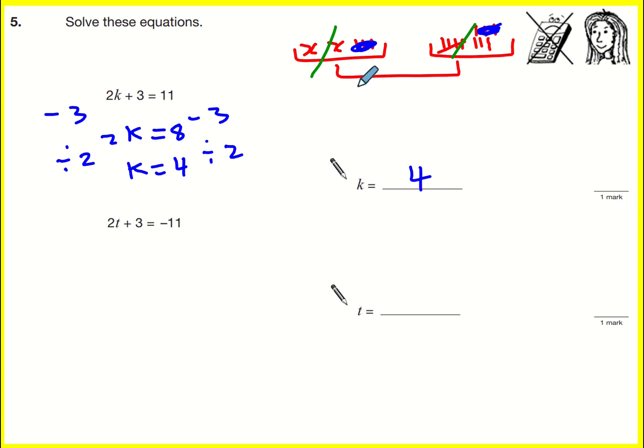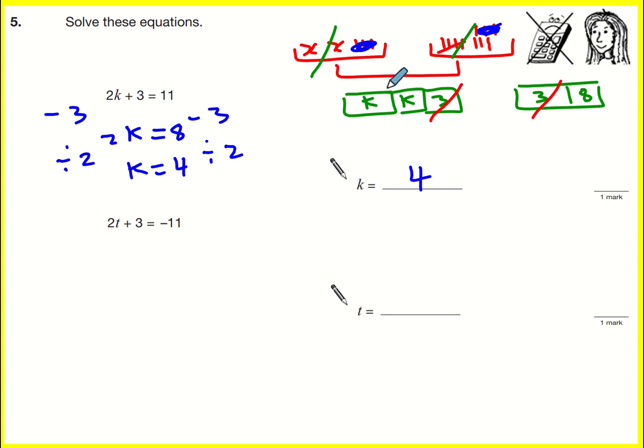You can use a bar diagram as well. Why not? Let's do it that way. So k, and then 3 is equivalent to 3 and 8, because that's 2k plus 3 equals 11. So again, I can basically get rid of this one, get rid of this one. I've got that 2 lots of k is equal to 8, so you can see I'm going to divide 8 by 4.